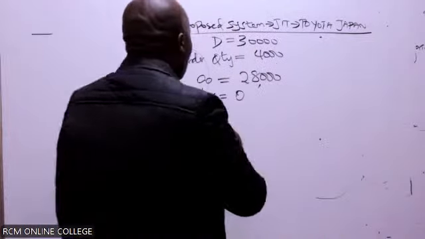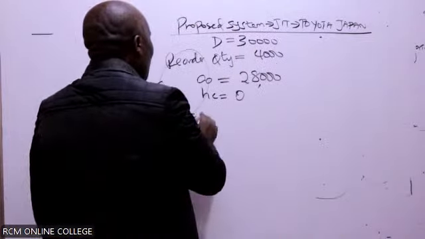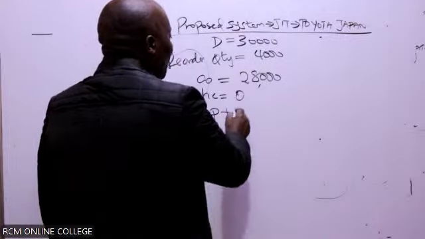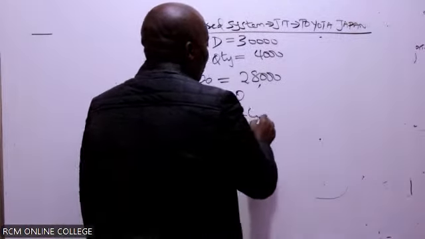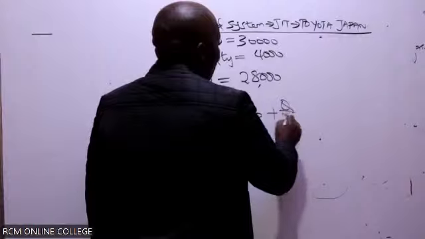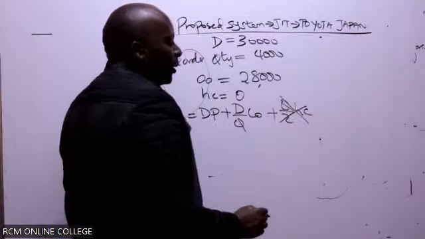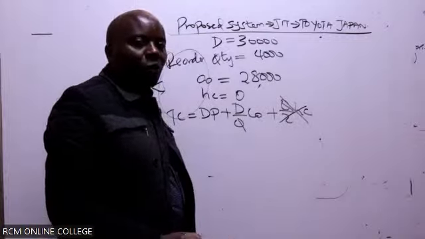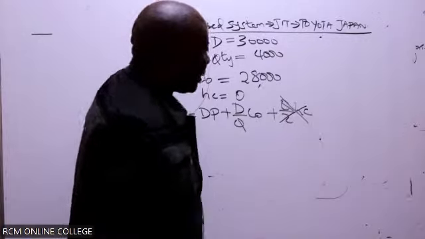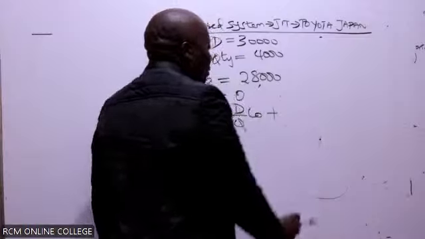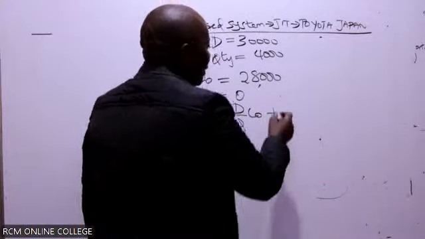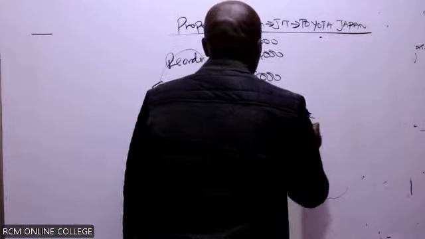So our total cost in this case will be DP, plus D over Q times the cost per order, plus average stock times HC. And remember, you can as well forget about that because we know that the holding cost will be 0. Let's just retain it there for our future remembrance. So we have here Q over 2 times HC like that.